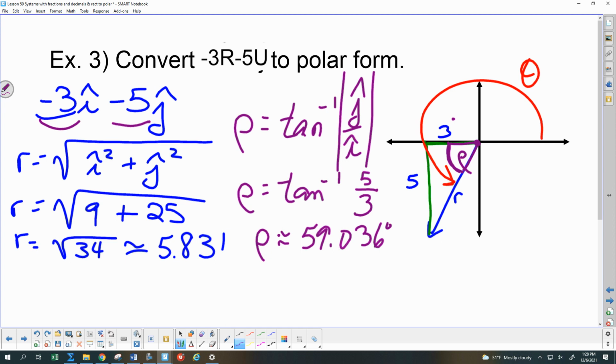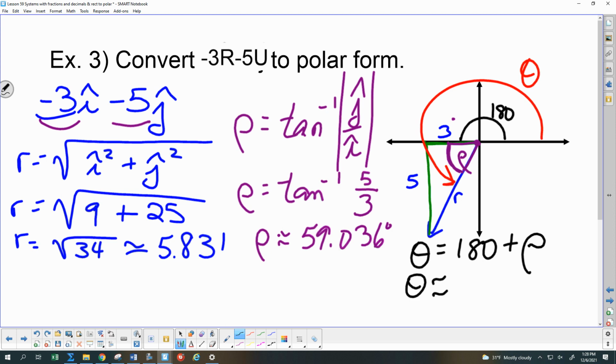So does that make sense to everybody? That's 180 right there. So if I put my black 180 with my purple rho, do I get just as far as the red one all the way around to there? So I can say that for this one, theta is 180 plus rho. The last one it was 180 minus rho. You see how it changes a little bit from quadrant to quadrant. So if I take this stored 59.036 and add 180 to that, what am I going to get there? 239.036, I think.